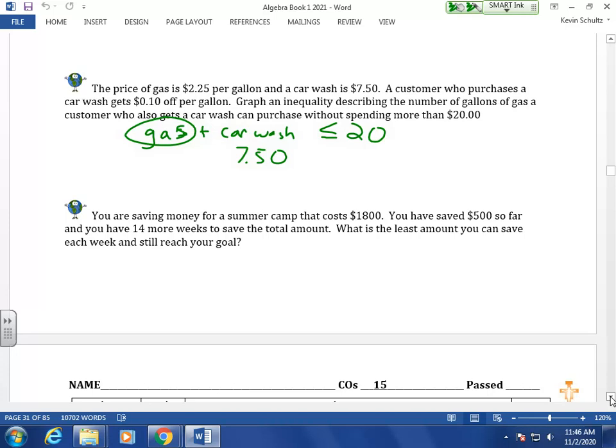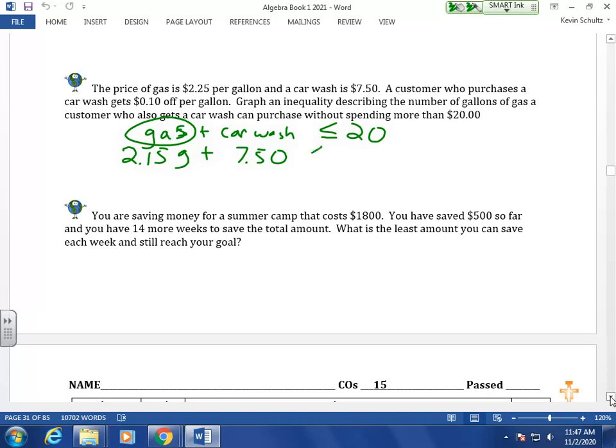Okay, so G can be my gallon. And what's my coefficient to G? I'm a customer who's purchasing a car wash, so I get that discount. What's my coefficient to G? Elise? Well, you would subtract. So you do $2.25 minus 10 cents, which gives me $2.15. So I'm paying $2.15 per gallon plus my $7.50 for my car wash.